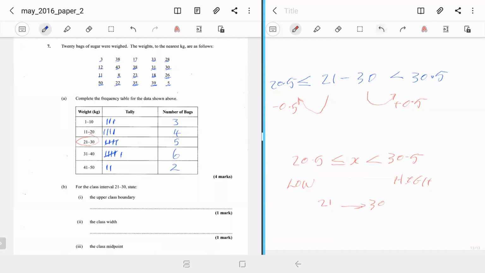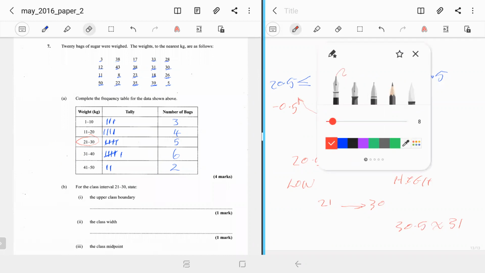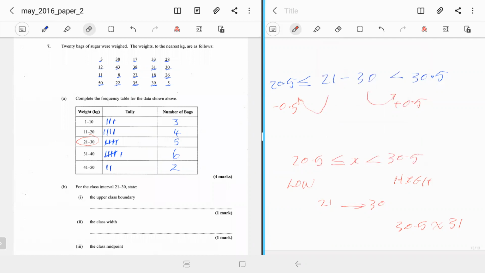Because if you use 30.5 itself, 30.5 would approximate to 31, which is in the next group. The 30.5 cannot go in this group. 30.5 is approximately 31, so it cannot work in that group. So the value in this group has to be less than 30.5. That's why this is the upper boundary. This is the lower boundary of the class.